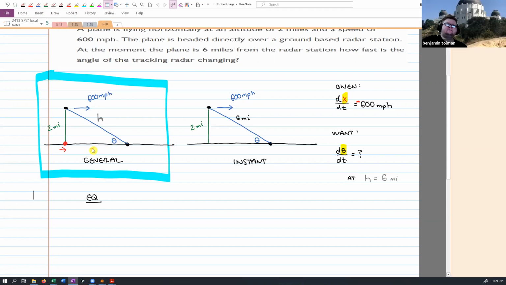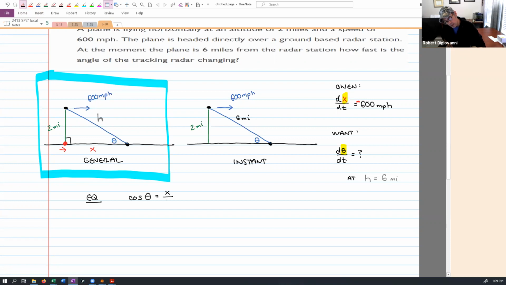Law of sines. We might be able to use law of sines. Pythagoras. Maybe cosine? Okay, sorry. I heard someone say cosine, since it's adjacent over hypotenuse. Yeah, so let's write this down. Does everyone agree that we know from pre-cal that cosine of theta is your adjacent side over your hypotenuse?